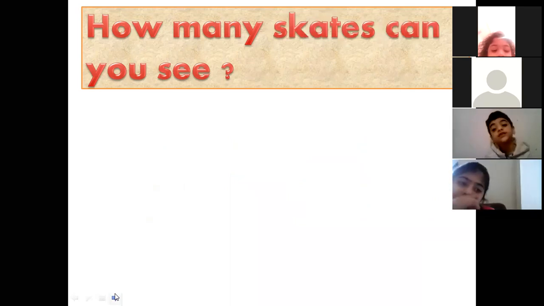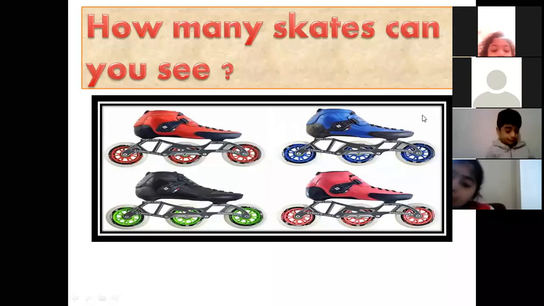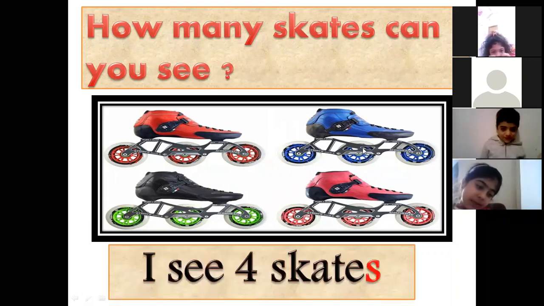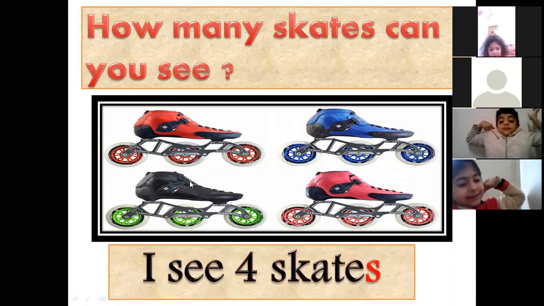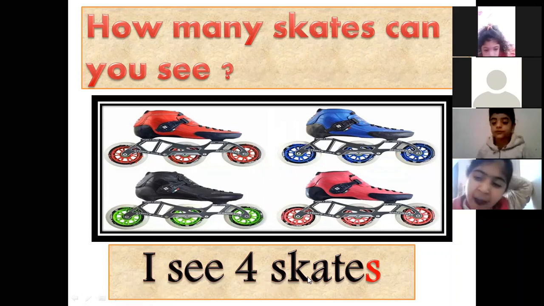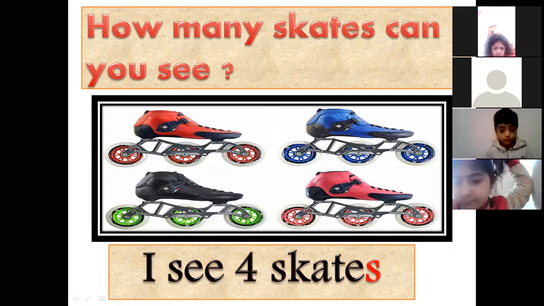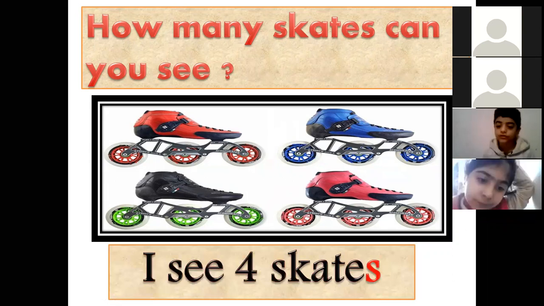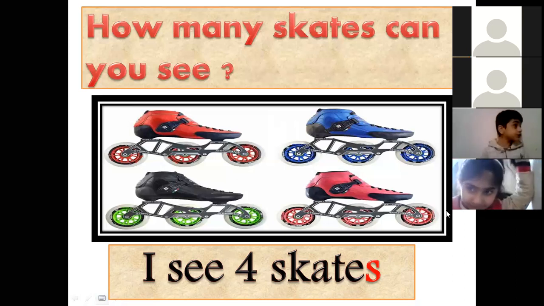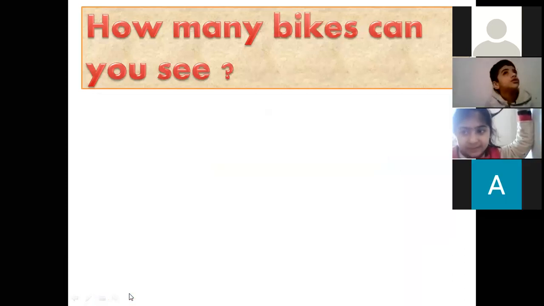How many skates can you see? How many skates? Yes, Yamin. How many skates can you see? 1, 2, 3, 4, 5. Five? Count again. 1, 2, 3, 4. Okay, so what do we have to say? I see 4 skates. Very good. We say skates because there is more than one. I see 4 skates. I see 4 skates. Very good. Okay.